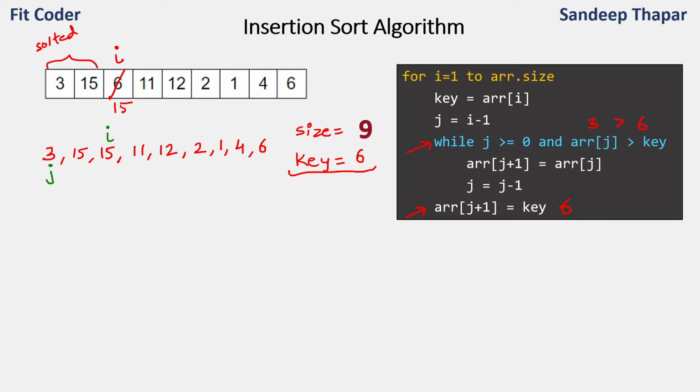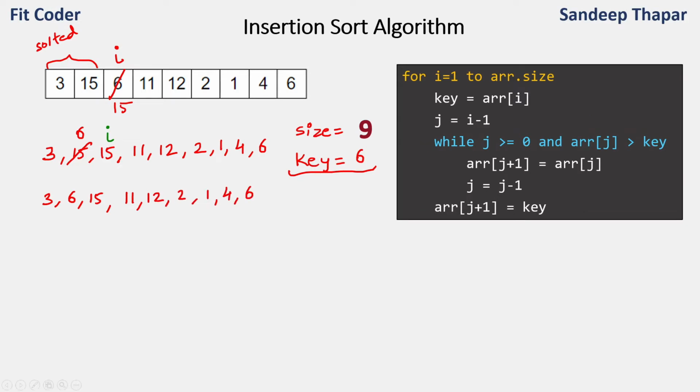So j is pointing to 3. So j plus 1 means this value 15 will be changed to 6. So we first save the value of i in key, and after we are done adjusting all the previous values, we'll set the value of key. So after this step, the array becomes 3, 6, 15 and the remaining is the unsorted part.